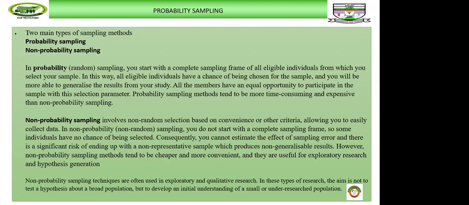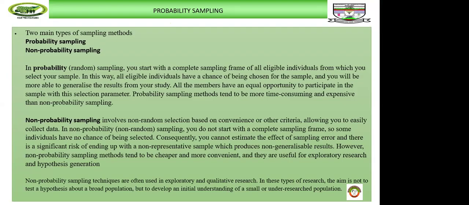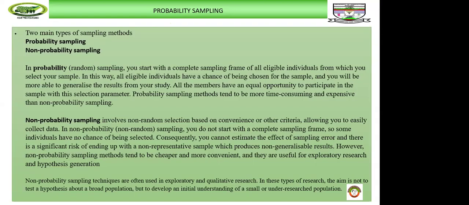So what are we trying to say? That the other one tries to minimize error because everybody has been picked. So it's a fair representation of the population. But this one is by convenience or other criteria, which you are going to see later, you just chose to pick the ones that appeal to you. Some people have no chance of being selected. And then by this, you already introduced a sampling error.